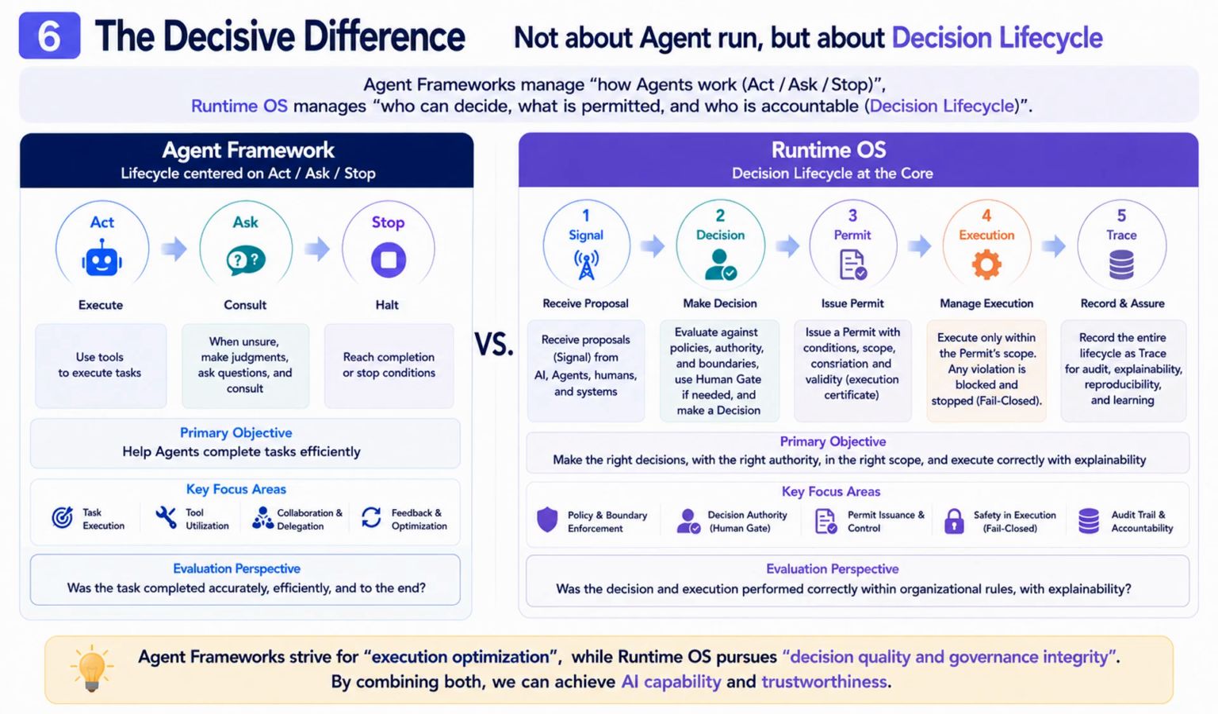This also means that the two systems are evaluated from different perspectives. For an agent framework, the primary question is, was the task executed successfully? Runtime OS goes further and asks, were the decision and execution carried out under the correct authority and rules? And can we explain why? In other words, agent frameworks pursue execution optimization. Runtime OS pursues decision quality and governance integrity.